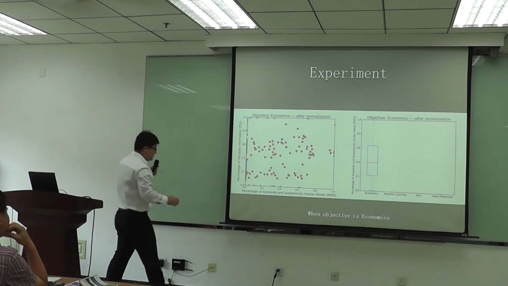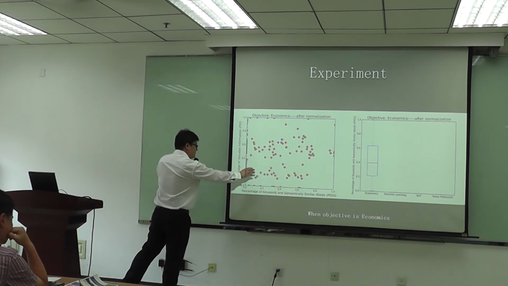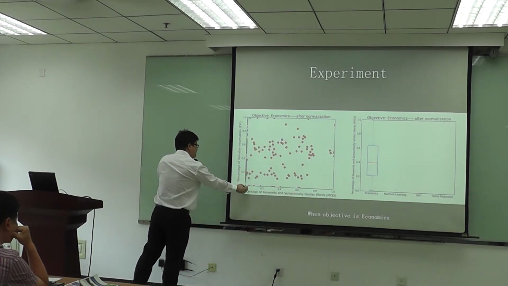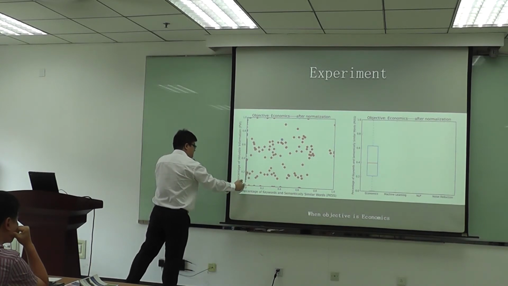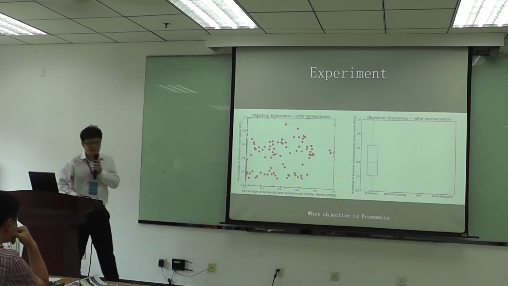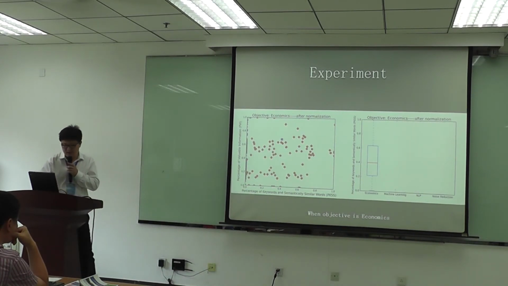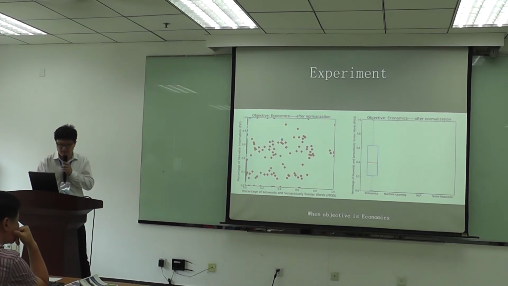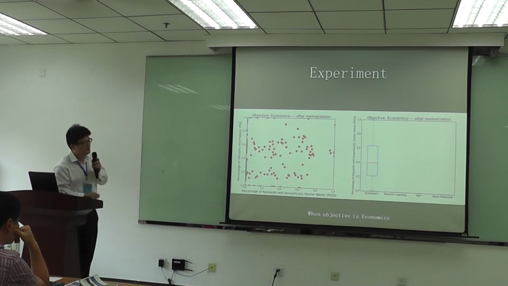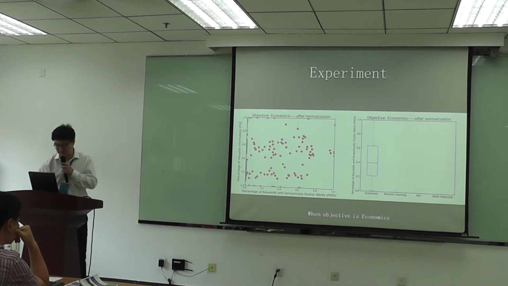But here you can see all of the files, except the red dots, are kind of squeezing in the very left corner. That's because they're not really relevant. Say machine learning and natural language processing, they're not really connected to economics. And then the right-hand side part is the box plot, and it shows the same kind of result.